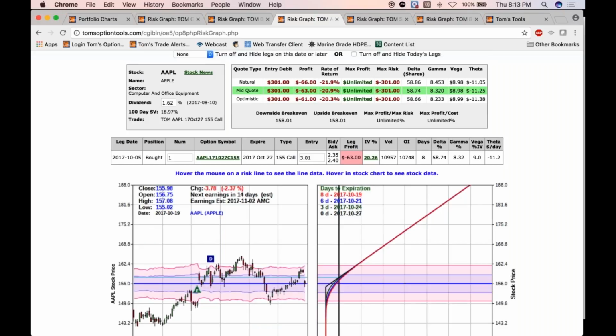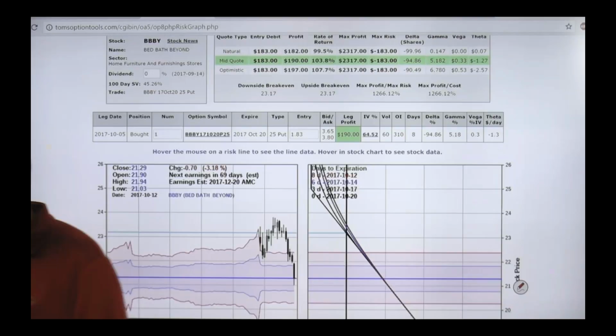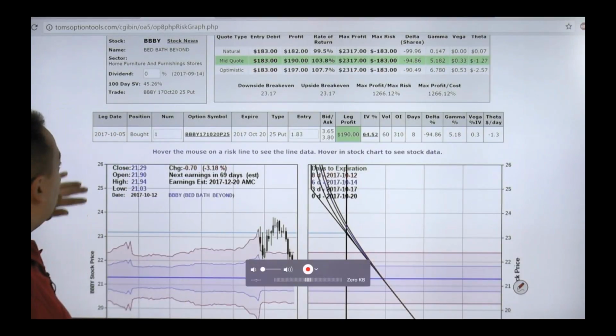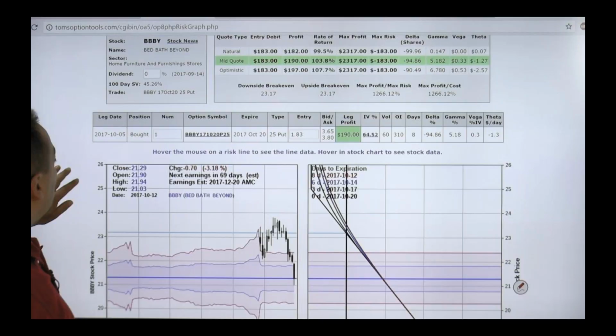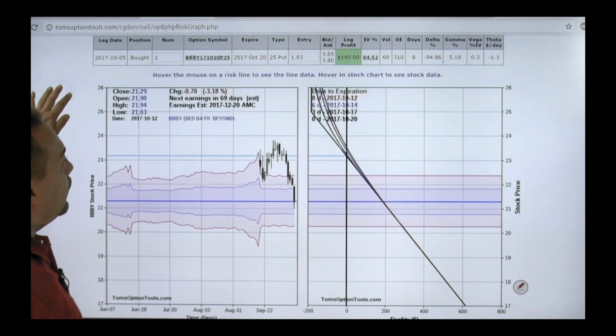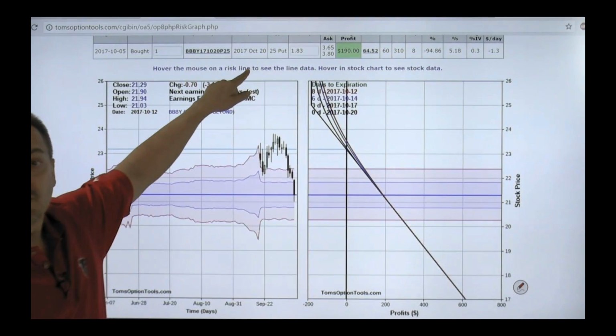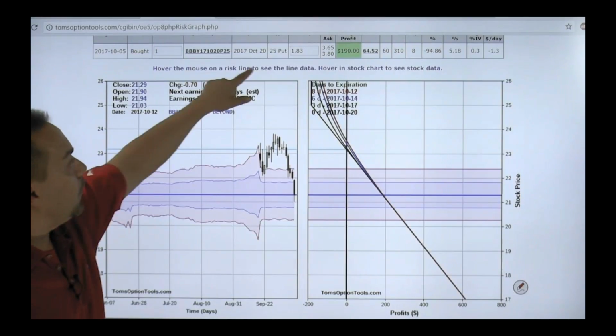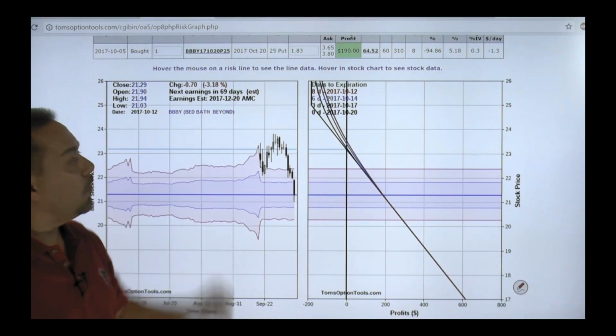All right. Next thing we discussed was put options. And we were looking at puts on Bed Bath & Beyond. And with Bed Bath & Beyond, once again, the put options we were looking at in this case were, I'm going to scroll back over here, and we're looking at Bed Bath & Beyond once again. And Bed Bath & Beyond, the puts we were looking at were the October 20th. That's the ones that expire tomorrow, by the way. 25 puts. We were looking at them for $1.83.